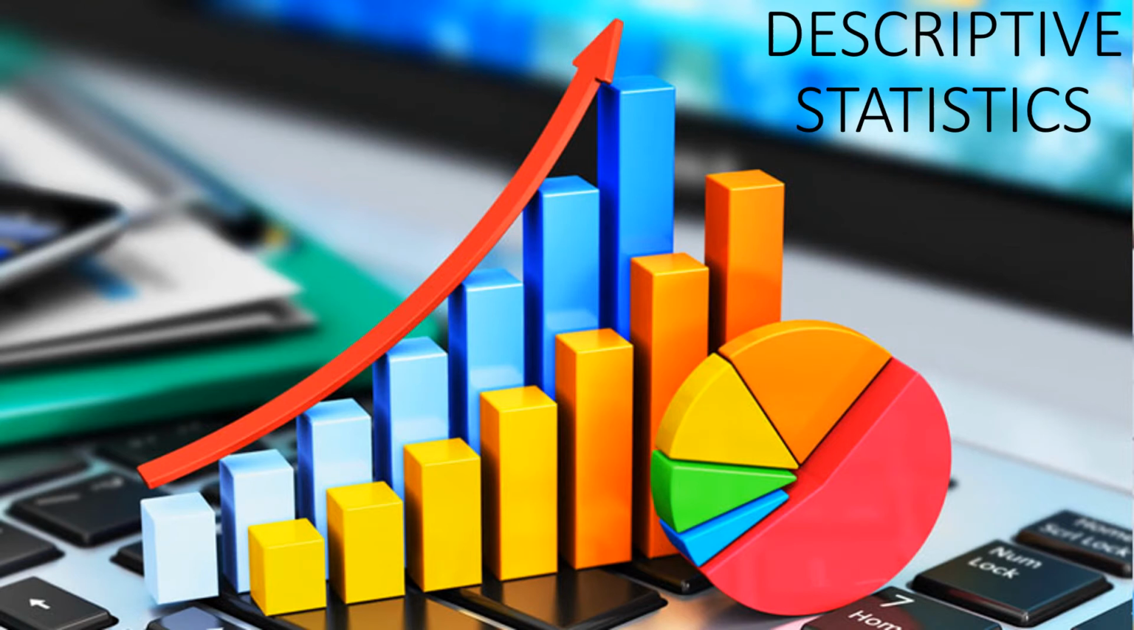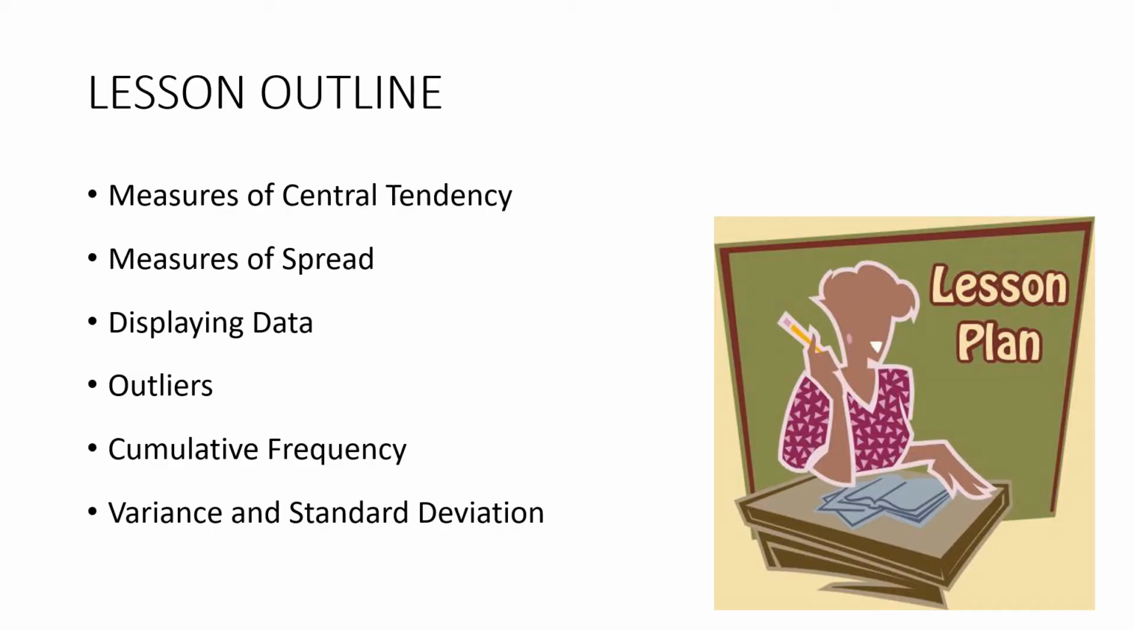Hi Year 11, this is our second video for the topic of statistics for the International Baccalaureate course Analysis and Approaches. In this lesson, we're going to look at measures of central tendency, measures of spread, displaying data, outliers, cumulative frequency, and finish off with variance and standard deviation.